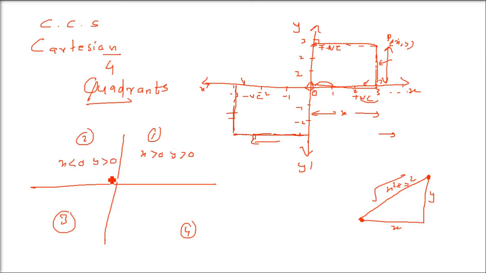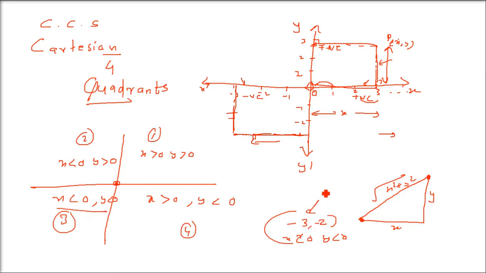In the second quadrant, x is less than 0, y is greater than 0. In the third, x is less than 0, y is less than 0. Fourth, x is greater than 0, y is less than 0. Origin is 0, 0. I am just giving an example: if you want to locate -3 and -2, x is less than 0, y is less than 0. So where should it lie? It should be in the third quadrant. So this point will lie in the third part of that plane, the rectangular Cartesian coordinate system.